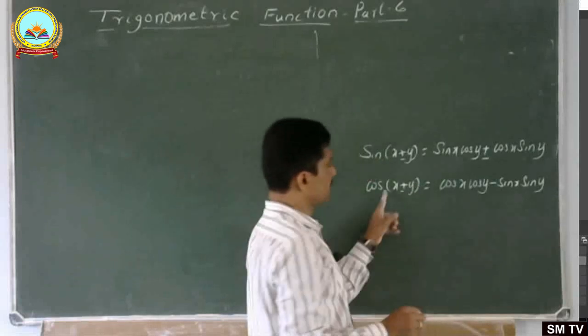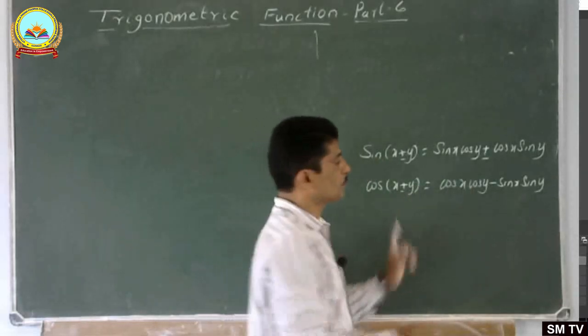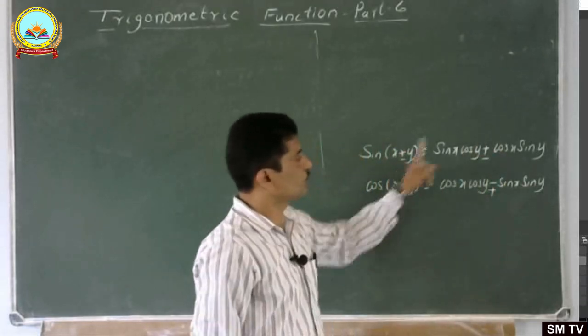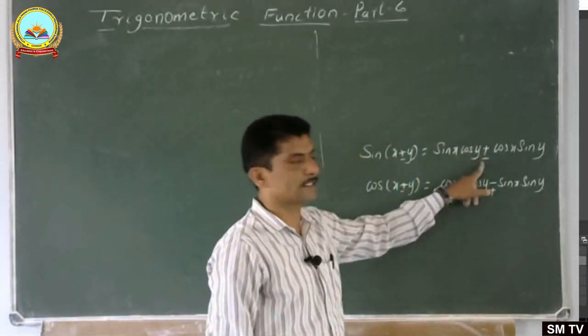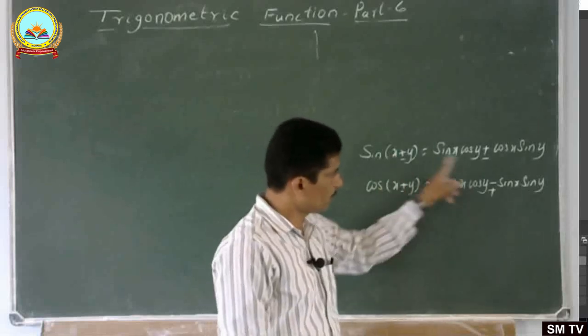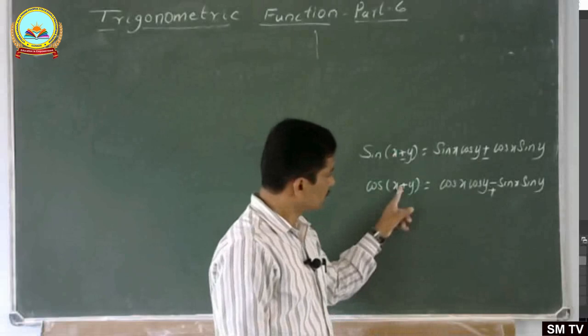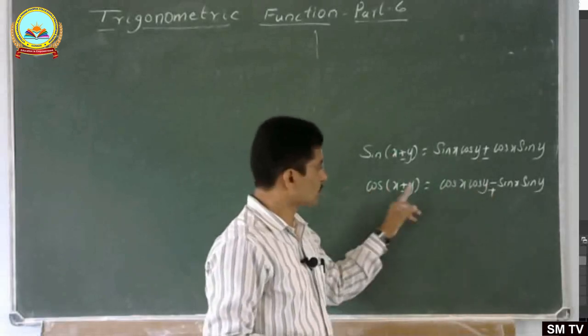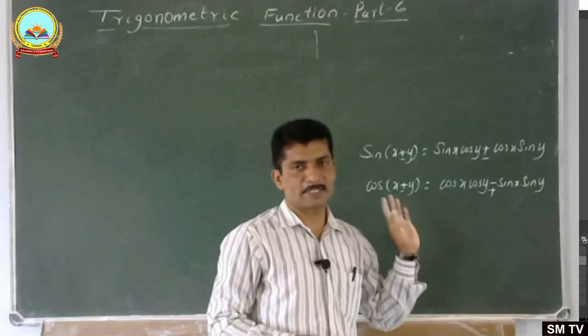Therefore cos of x minus y is equal to cos x into cos y plus sin x into sin y. Here the sign changes: for sin, plus gives plus and minus gives minus, in sin of x plus y and sin of x minus y. In case of cos of x plus y and cos of x minus y, plus gives minus and minus gives plus.